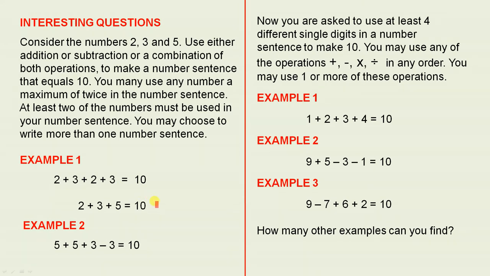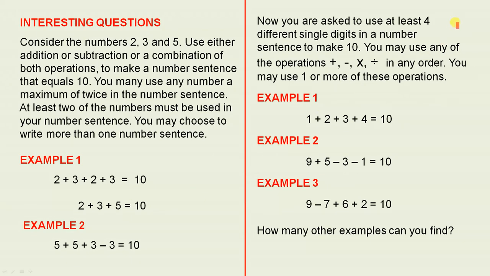Here's another one. 2 plus 3 plus 5 equals 10. The next example. 5 plus 5 plus 3 minus 3 equals 10. So if you look at those carefully, we're following these instructions, and these are the number sentences we've constructed. Can you find any more of them?